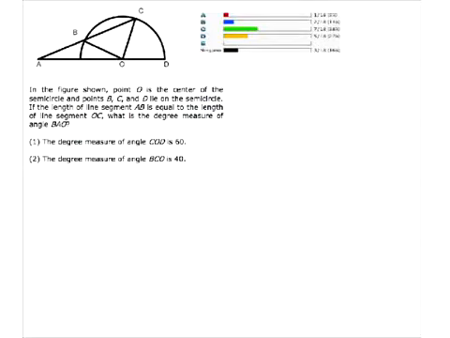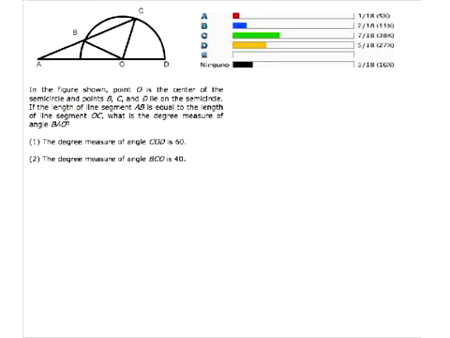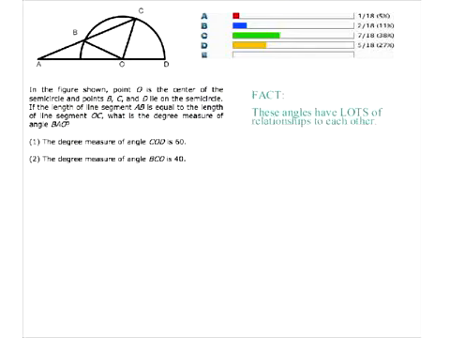Let's resize this thing so that we can actually look at it. Okay. Let's talk about this problem. Let me point out a fact about the problem. The fact is that these angles have lots of relationships to each other. You've got the circle, which gives you a bunch of things that you're told are equal, and so on. AB is the same as OC, so let's put that into the diagram. That's a relationship.